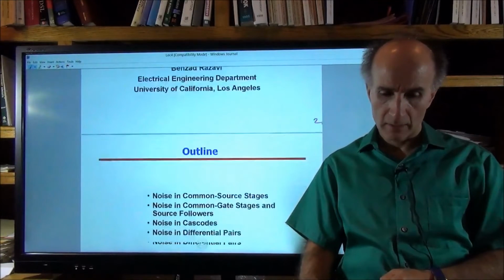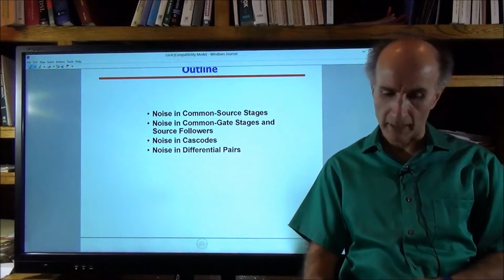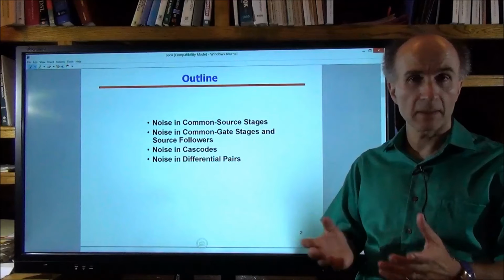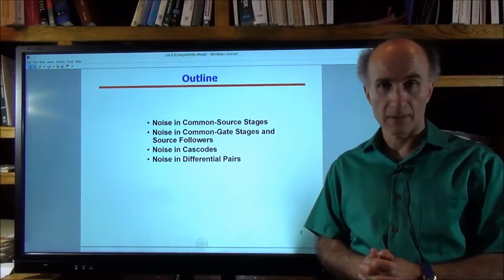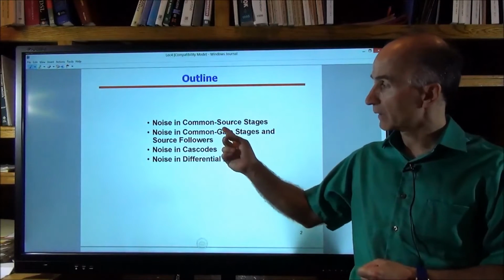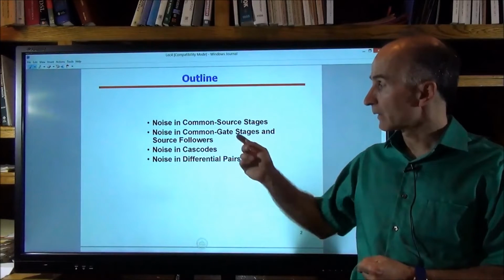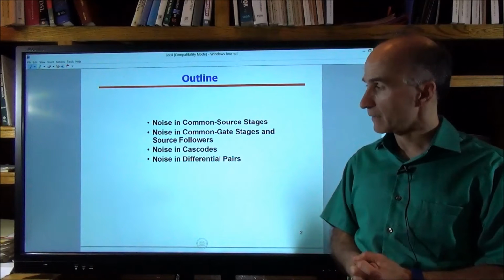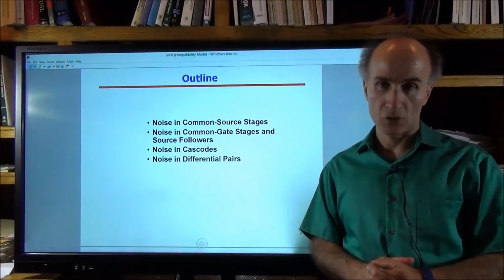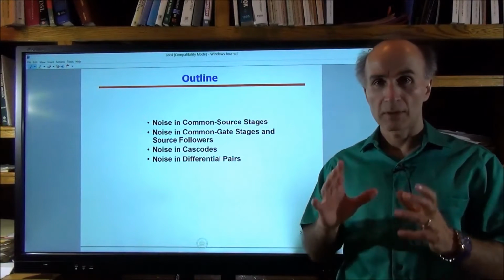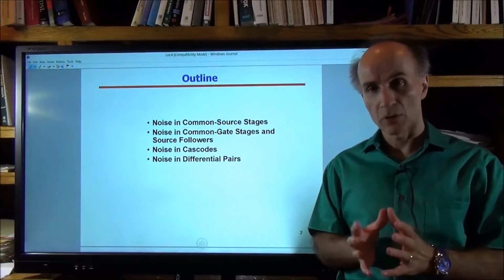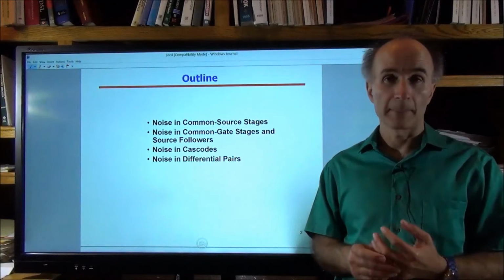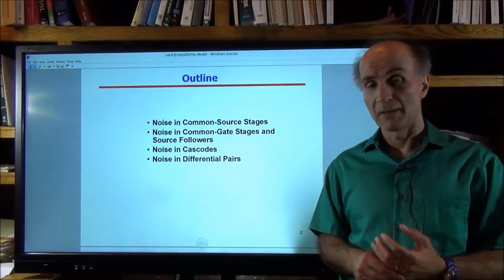So, in this lecture, we'll talk about noise in various stages. These include the basic stages that we have seen in analog design, including the common source amplifier, the common gate amplifier, source followers, and cascodes, and eventually differential pairs. Using these building blocks and understanding their noise will help us with larger circuits such as op-amps, etc., that we will see in the next lecture.